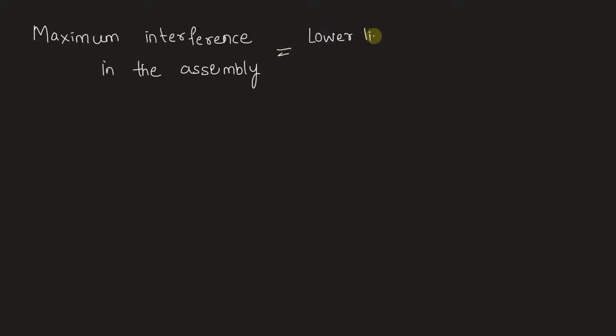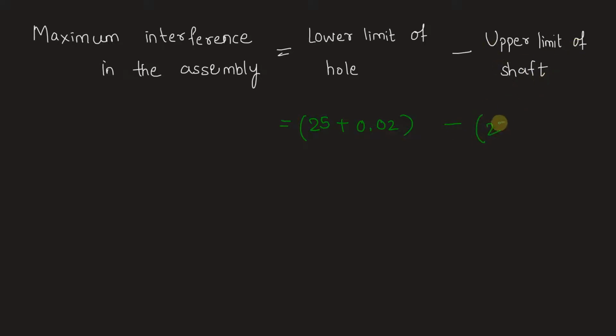Let's find out. By definition, we have maximum interference in the assembly is given by lower limit of hole minus the upper limit of shaft. Now the mean diameter for hole is given as 25 millimeters. We add the lower tolerance to it to get the lower limit. So plus 0.02 will give us the lower limit of hole. Minus upper limit of shaft will be 25 plus the upper tolerance given, that is 0.04 millimeters. This gives us 25.02 minus 25.04, which is nothing but minus 0.02 millimeters.